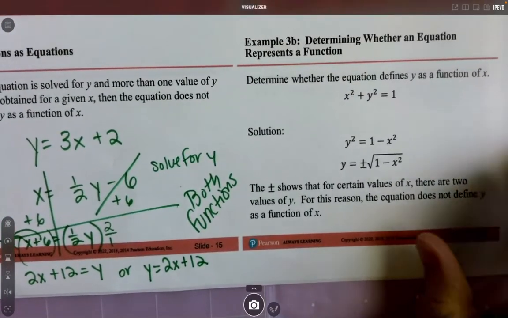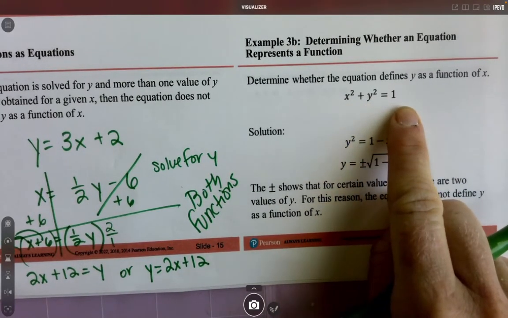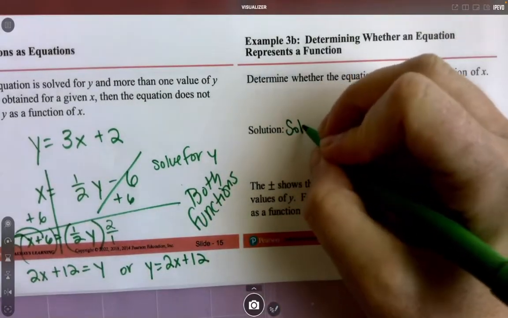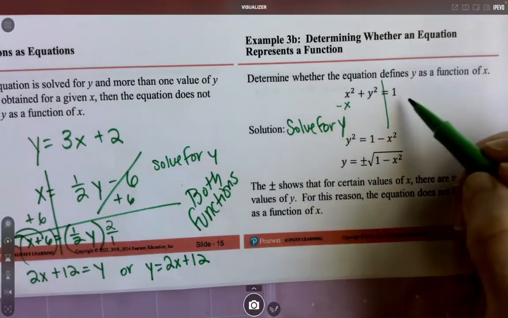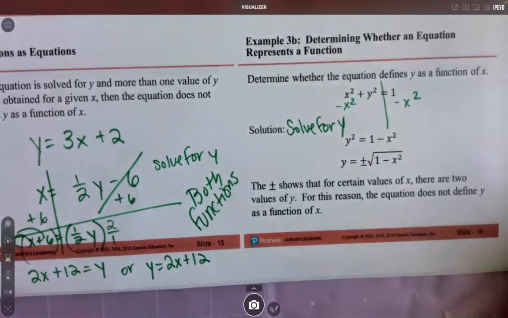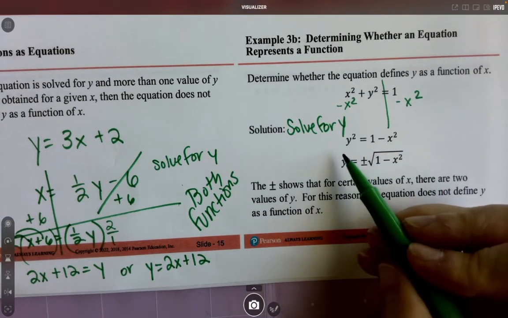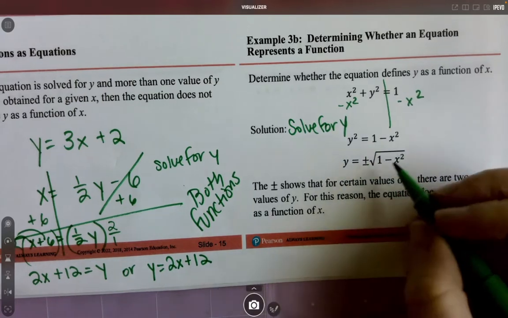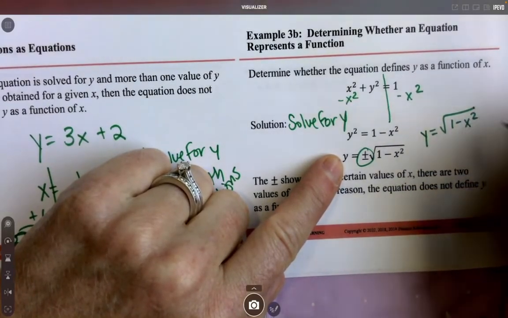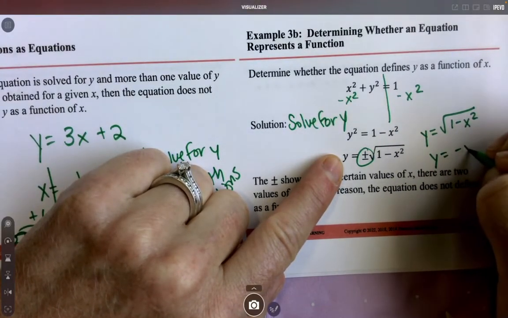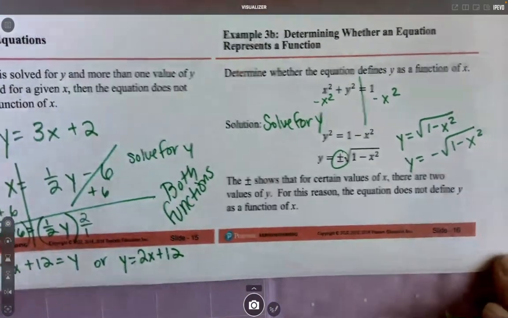So here's an example. This is actually the circle equation. X squared plus y squared equals 1. So the solution, we would need to solve for y, which is what they did. Draw a line down. We're going to subtract x squared. So then we get y squared equals 1 minus x squared. Take the square root of both sides and see how it has this plus minus? That means that y equals square root of 1 minus x squared, and y equals negative square root of 1 minus x squared.